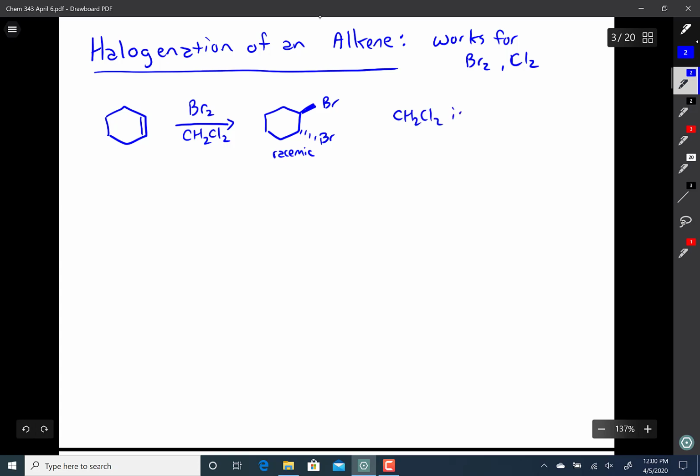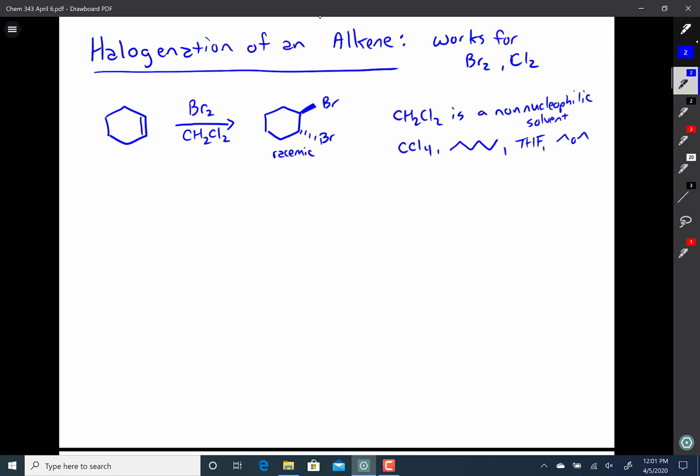Dichloromethane is a non-nucleophilic solvent. Other such non-nucleophilic solvents are carbon tetrachloride, hexane, THF, diethyl ether, etc. Chloroform is another one. Okay?